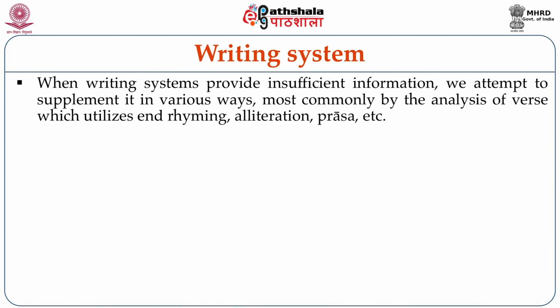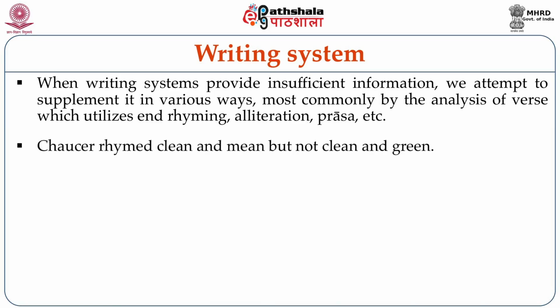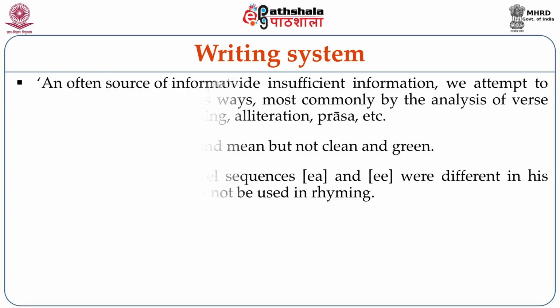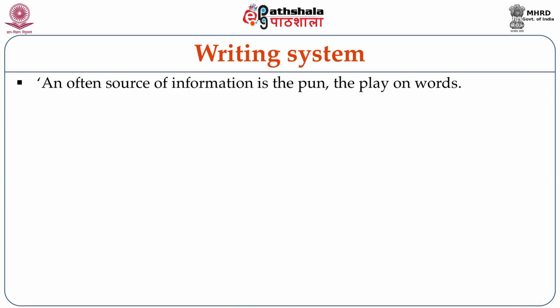When writing systems provide insufficient information, we attempt to supplement it in various ways, most commonly by the analysis of verse, which utilizes end rhyming, alliteration, prasa, etc. Chaucer rhymed clean and mean, but not clean and green. This indicates that vowel sequences aya and aa were different in his time and could therefore not be used in rhyming. Another source of information is the pun, the play on words.